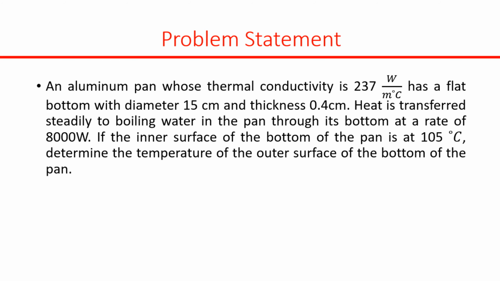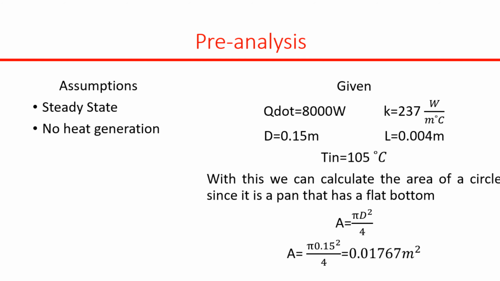We have an aluminum pan whose thermal conductivity is 237 and has a flat bottom. They're giving us the diameter and the thickness. They're also telling us that the heat is transferred through the bottom of the pan at a rate of 8,000 watts. If the inner surface of the bottom of the pan is at 105 Celsius, determine the temperature of the outer surface of the bottom of the pan.